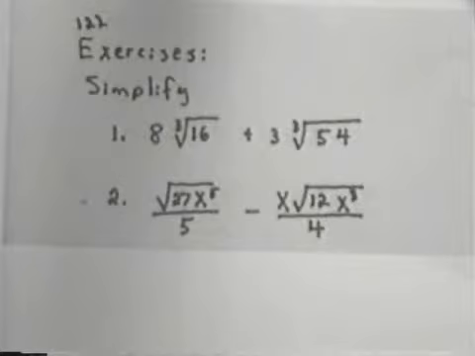The first one, 8 times the cube root of 16 plus 3 times the cube root of 54. The second one, the square root of 27x to the 5th divided by 5, subtract x times the square root of 12x cubed divided by 4. Once you've copied the two problems, stop the tape, work the problems, and then restart the tape to check your answers.